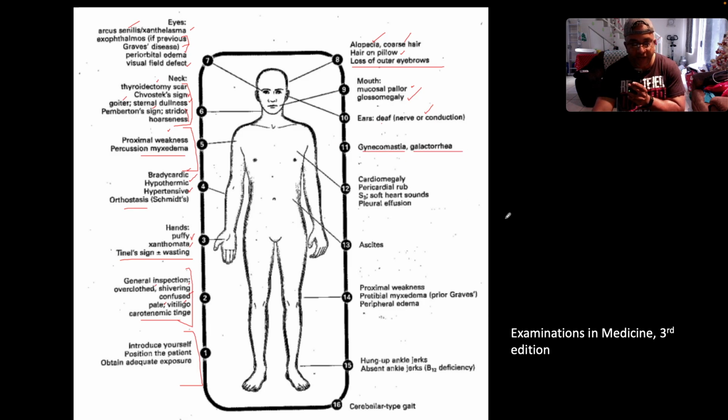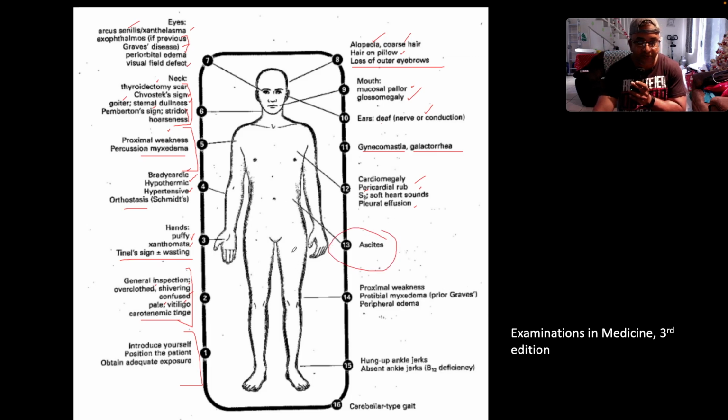Right, in terms of the heart, you may have a pericardial rub because hypothyroidism can cause pericardial effusions. Right, you may have a third heart sound, soft heart sounds, and a pleural effusion, so serositis. Right, is there ascites? Nice to ask.